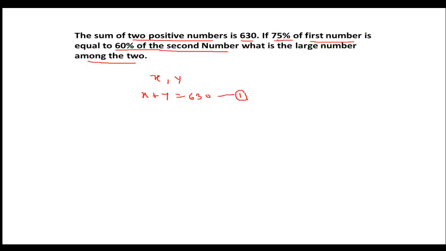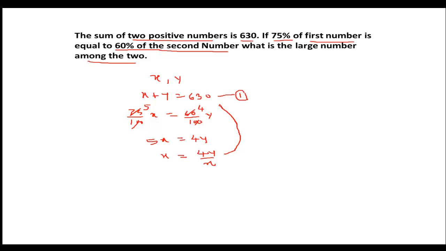Now the second condition is that 75% of the first number, so 75 by 100 of the first number, is equal to 60 by 100 of the second number. So solving this, the 100 gets cancelled, and it will be 75x is equal to 60y. 15 fives are 75 and 15 fours are 60, and so it is 5x is equal to 4y, and therefore x is equal to 4y upon 5.